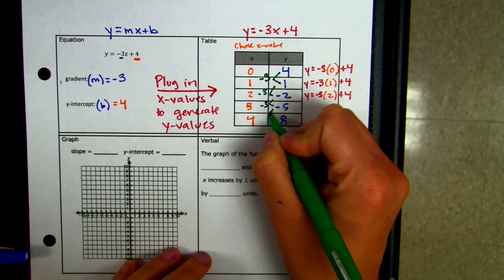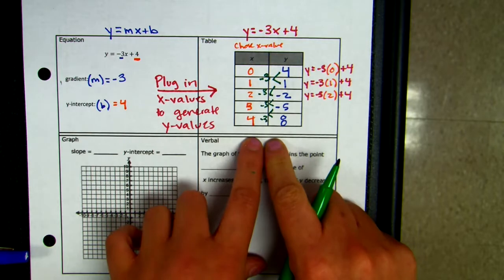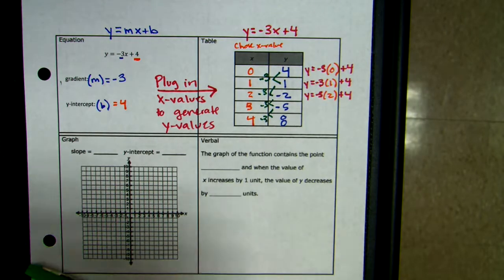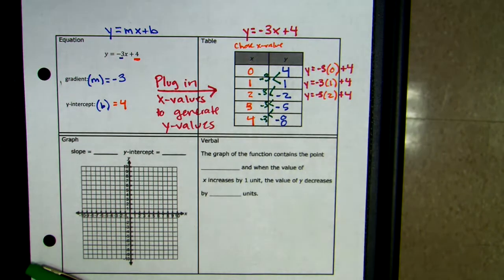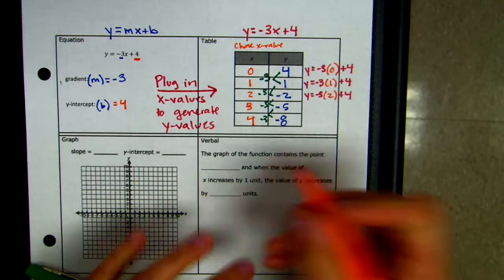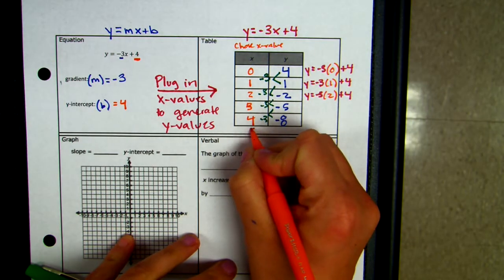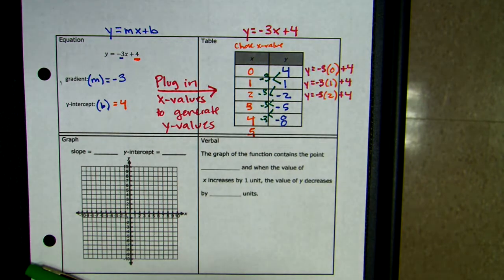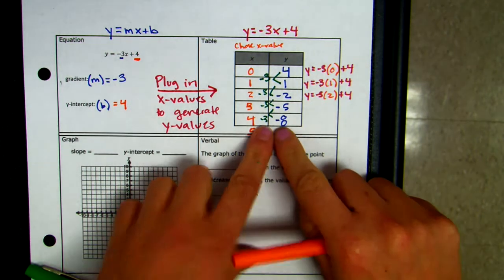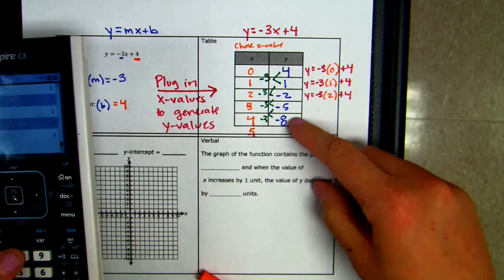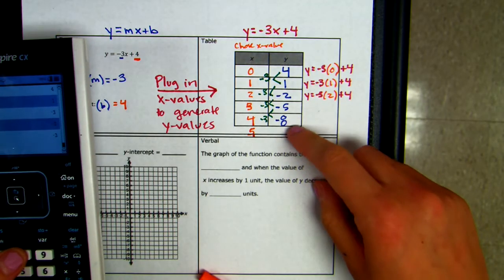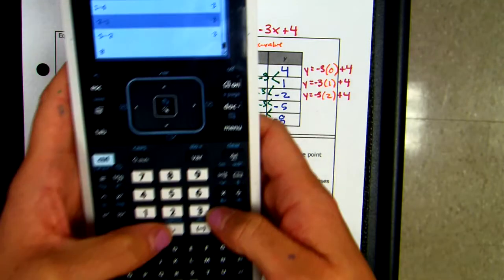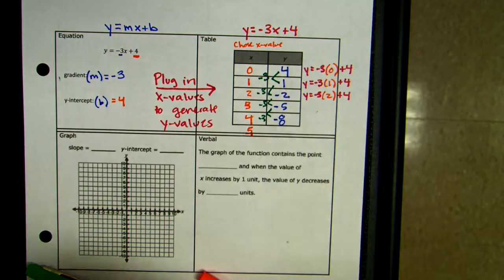So between every single point is -3. Oops, sorry, this is a -8. Forgot a negative here. Sorry about that. Okay, so I know what my next point would be if I did 4. If my next x value was 5, I could say, well, to get from -8 to the next value, -8 plus -3 would give me -11.